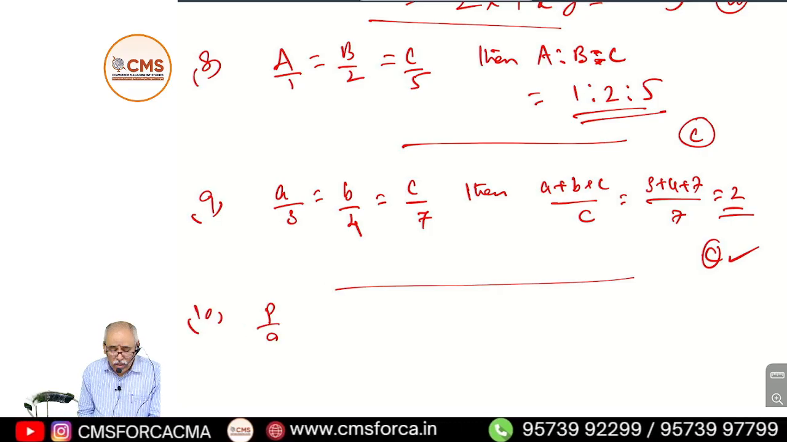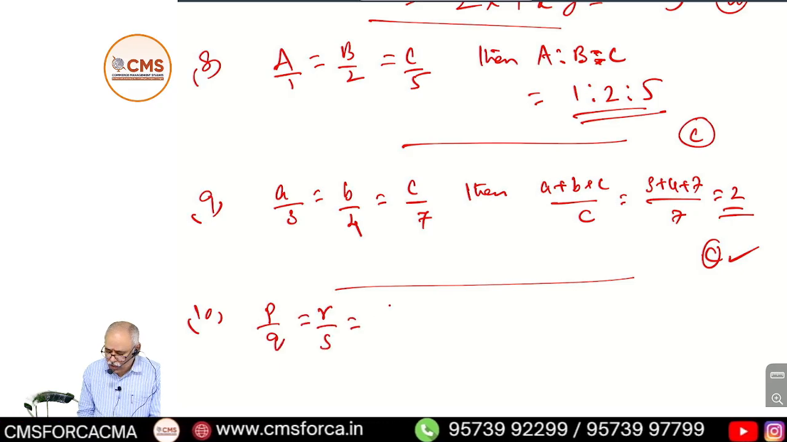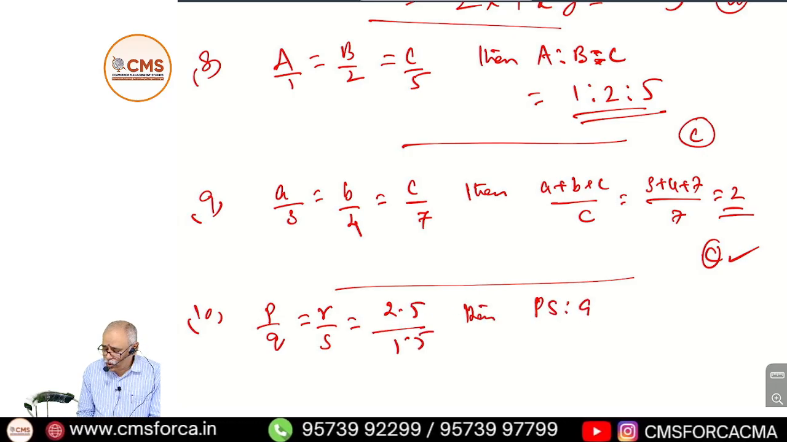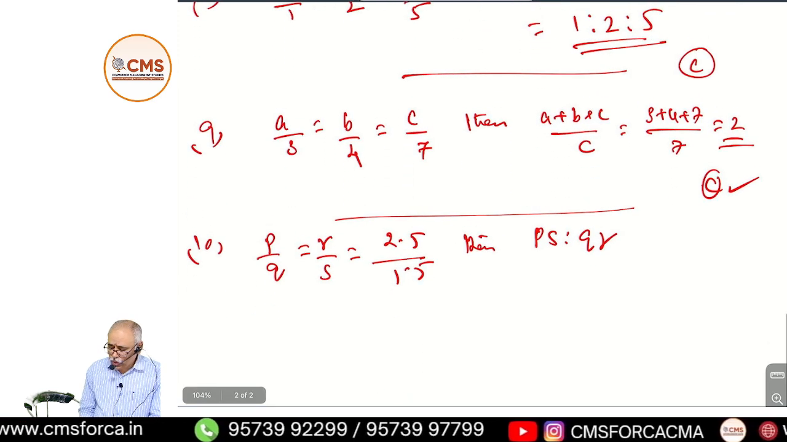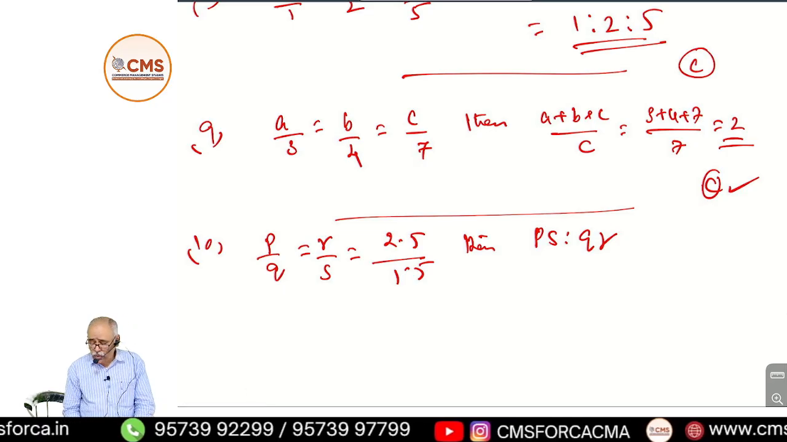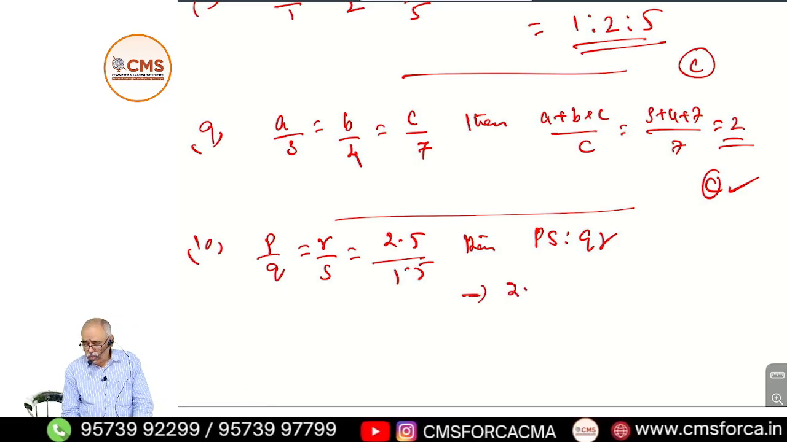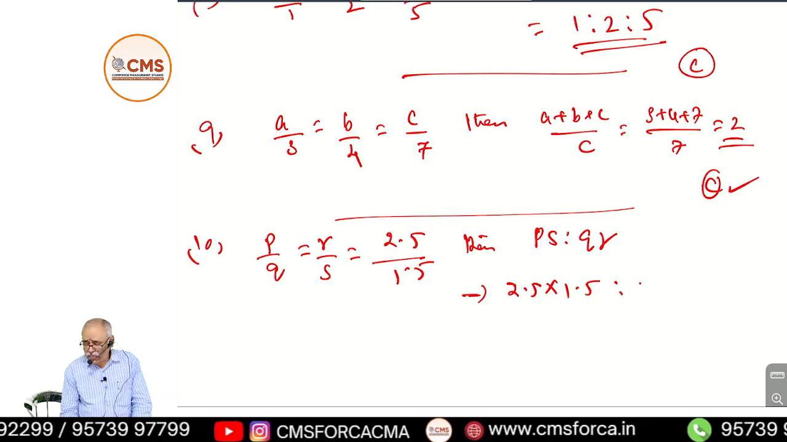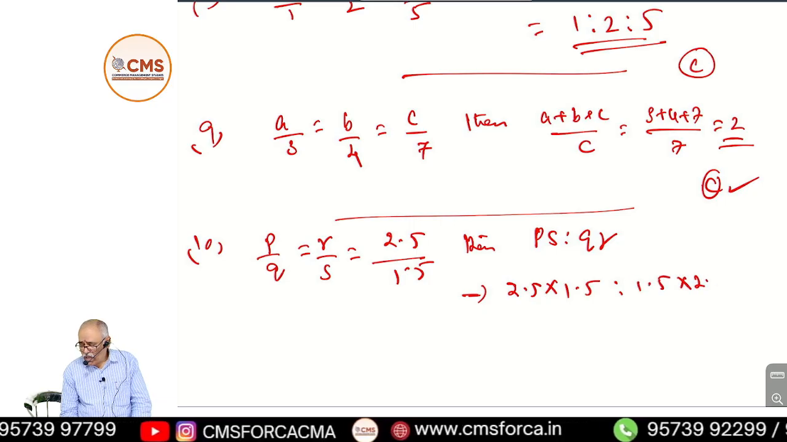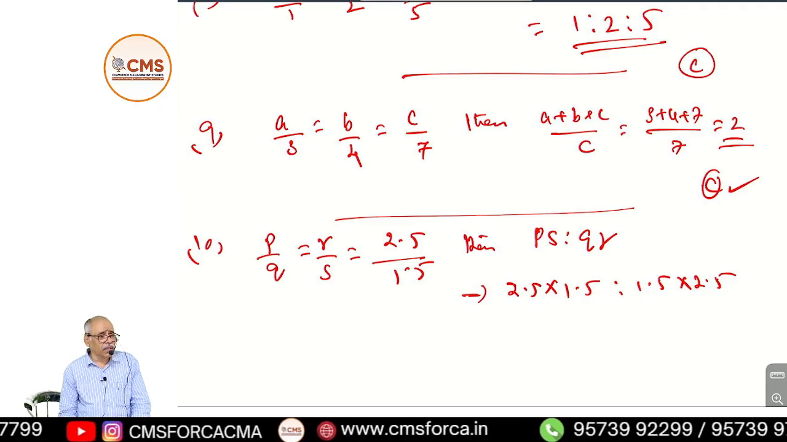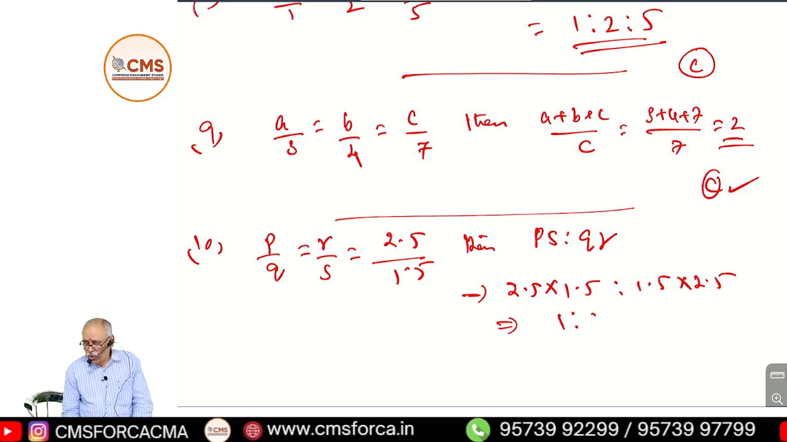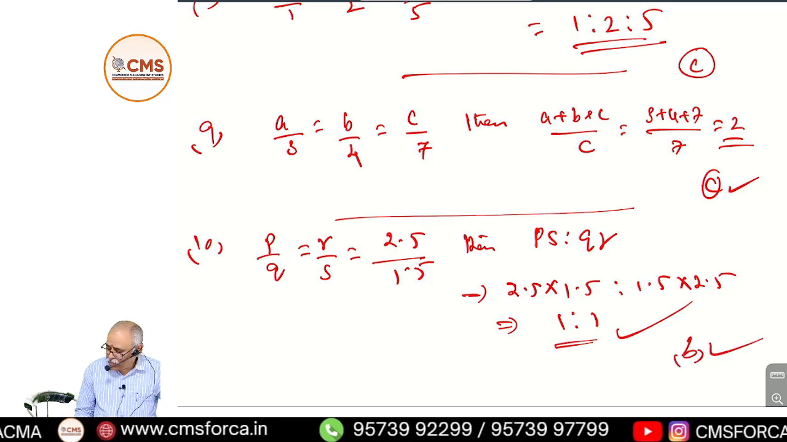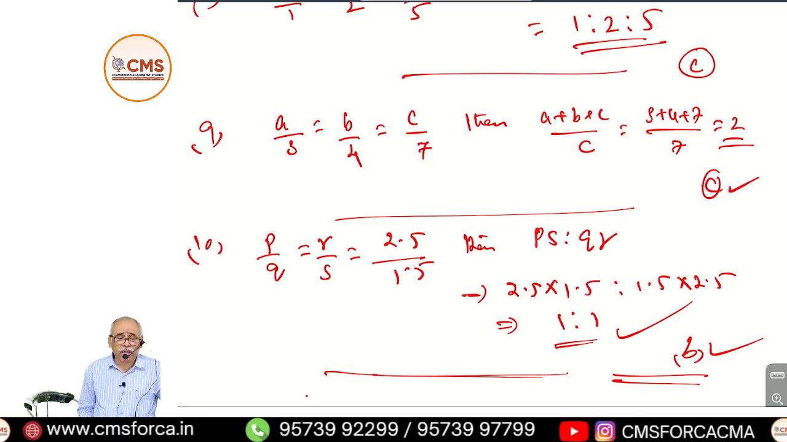Question number 10. P by Q is equal to R by S is equal to 2.5 by 1.5. Then the value of PS is to QR. Directly substitute values. P is 2.5, S is 1.5, is to Q which is 1.5, R which is 2.5. Both are the same, so you can write it as 1 is to 1. Option B is correct.